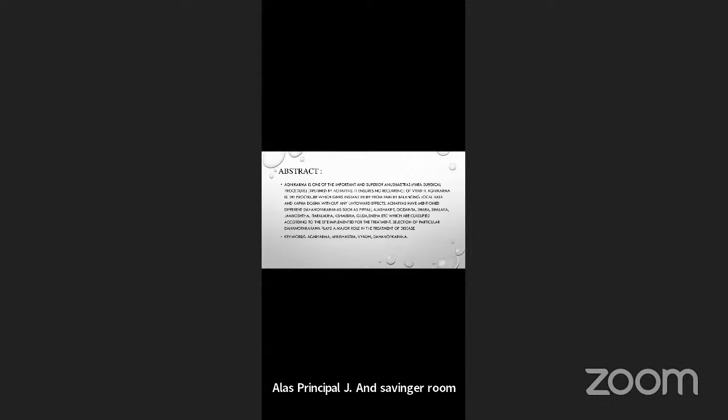Abstract: Agni Karma is one of the important and superior Anushastras explained by Acharyas. It ensures no recurrence of the Vyadhi. Agni Karma is one of the procedures which gives instant relief from the pain by balancing local Kapha and Vata doshas without any untoward effect.